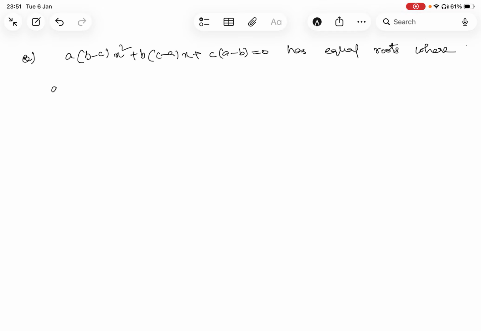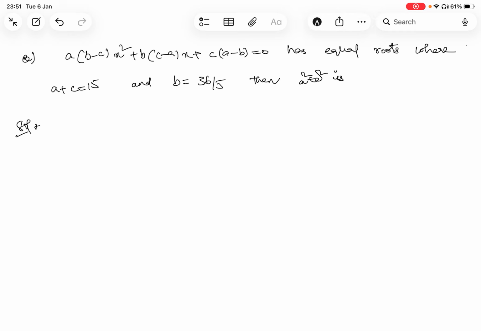Hello, let's solve a JEE question. Given that a(b minus c)x square plus b(c minus a)x plus c(a minus b) equal to 0 has equal roots, where a plus c is 15 and b is 36 by 5, then a square plus c square is.